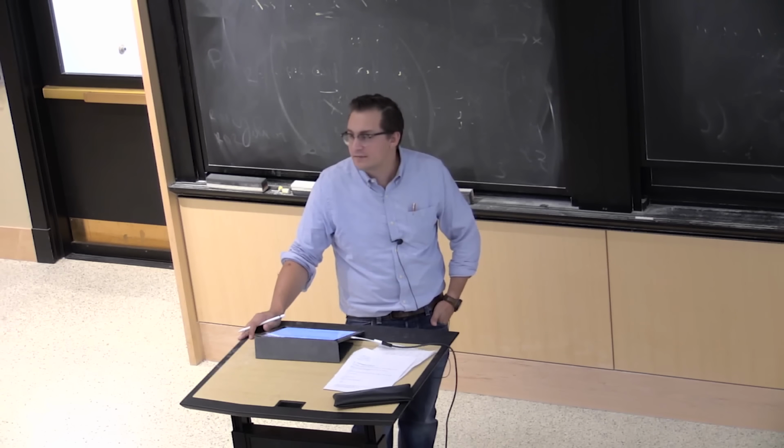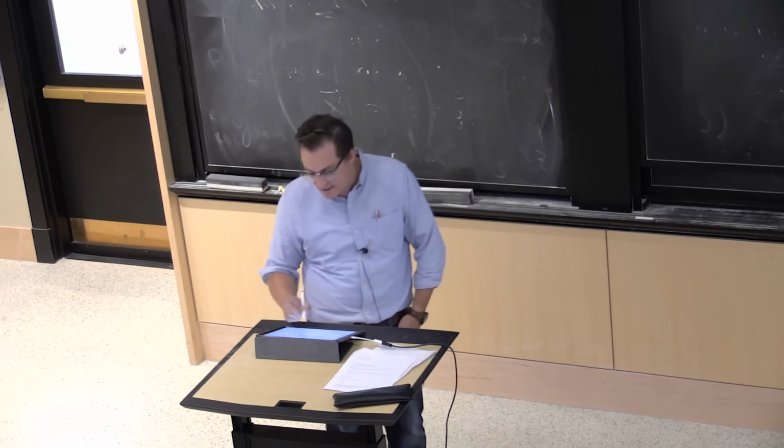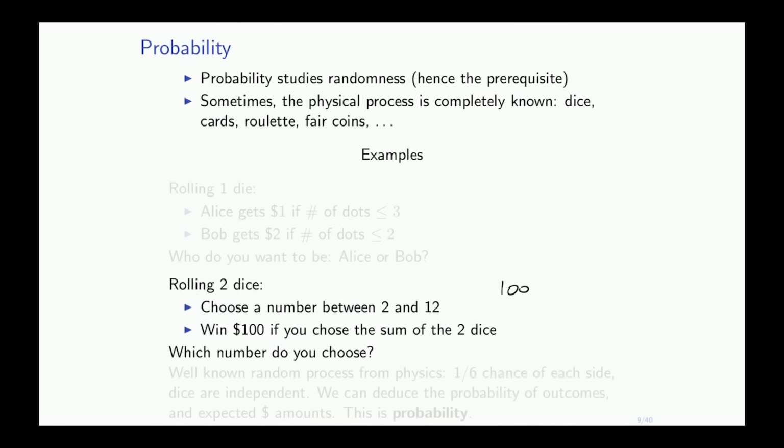7? Why 7? It's the most likely one, right? So your gain here will be $100 times the probability that the sum of the 2 dice, let's say x plus y, is equal to your little z, where little z is the number you pick.